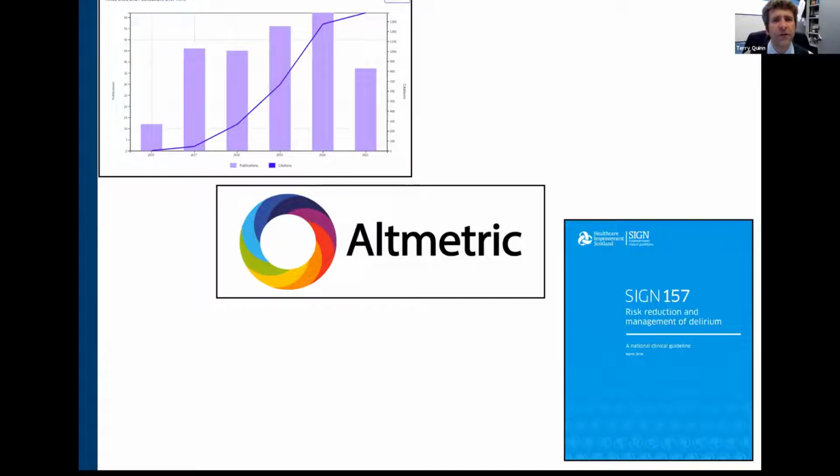And perhaps more importantly than all of those things, it's a review that's had an impact on policy. So partly driven by that review, the SIGN Guideline Network in the UK and Scotland initiated a guideline on delirium, and the review formed a big part of the evidence that they drew on for that guideline.